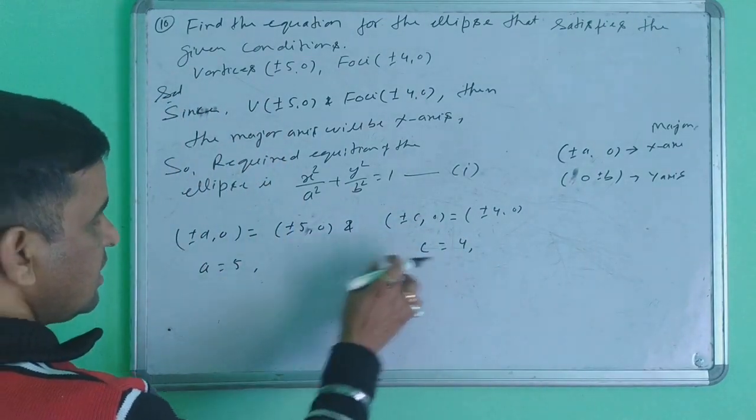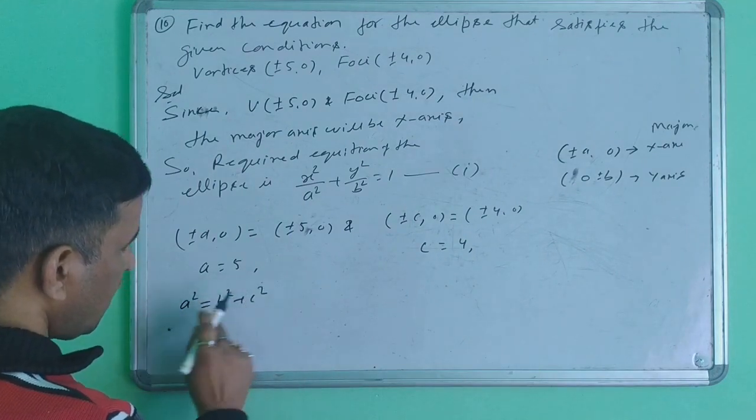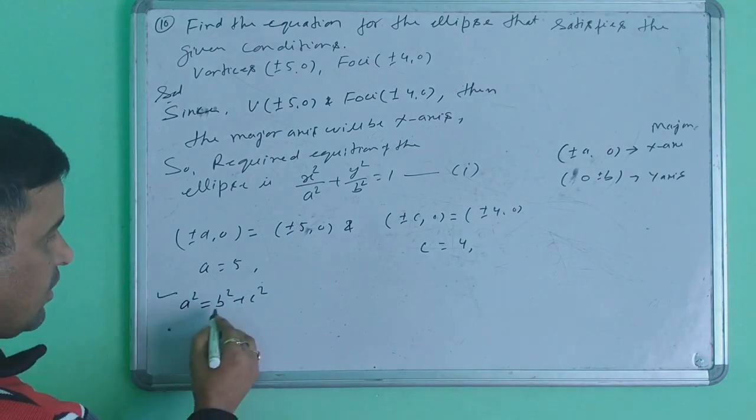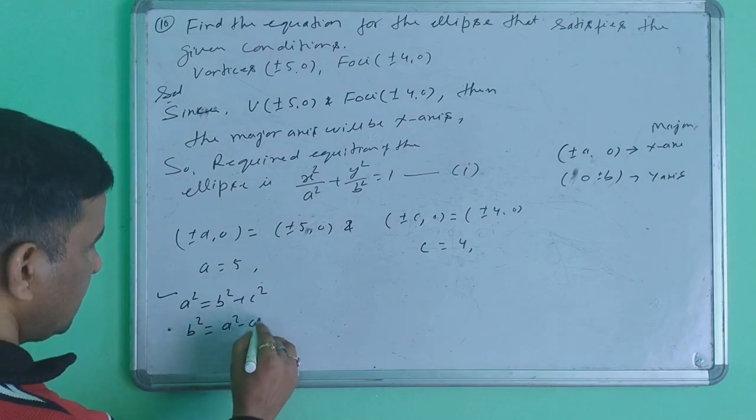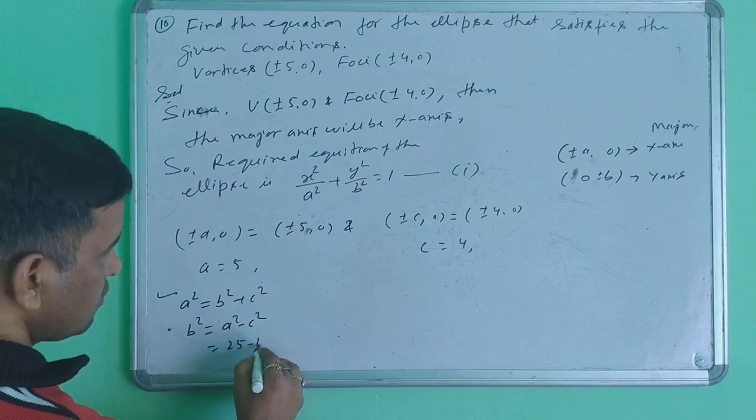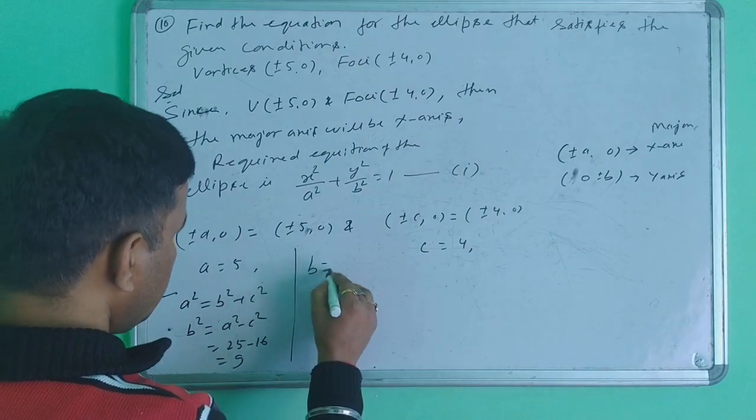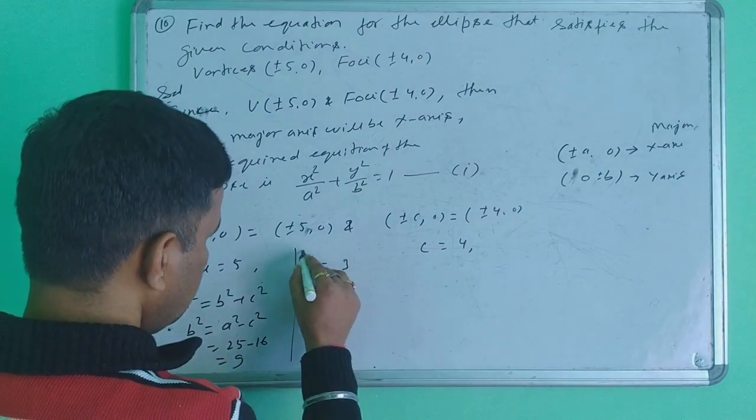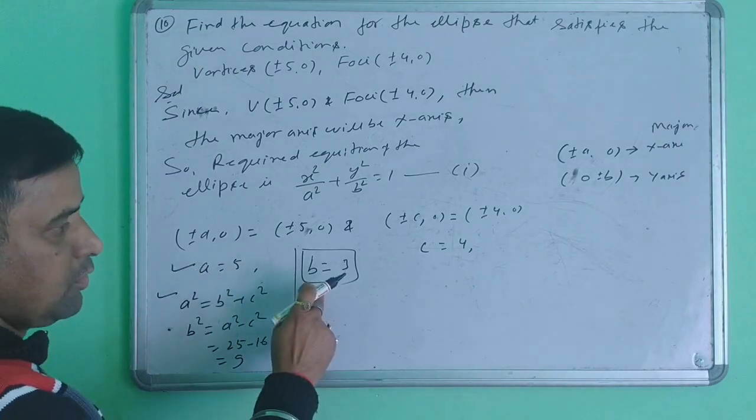Here a and c are given, so using the identity a square equals b square plus c square, we find b square equals a square minus c square. So b square equals 25 minus 16, which is 9. Then b equals 3. The value of b here is 3, and the value of a we already have is 5.